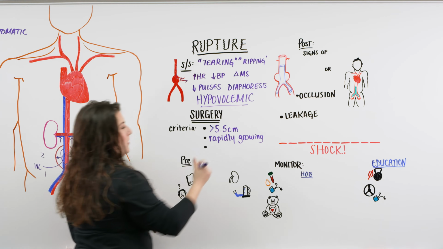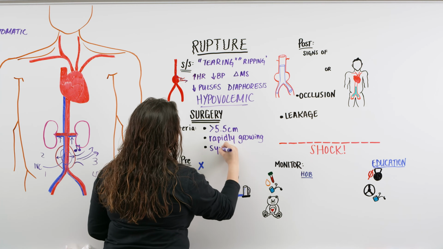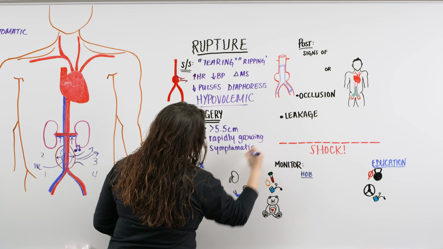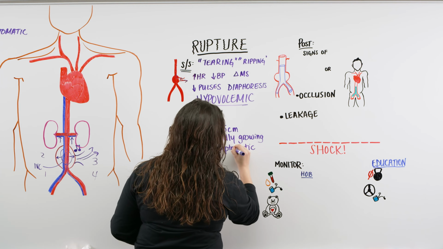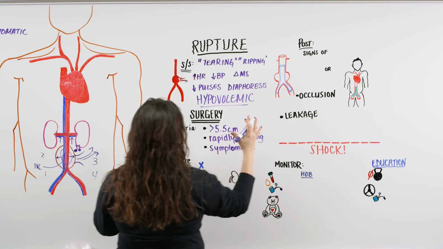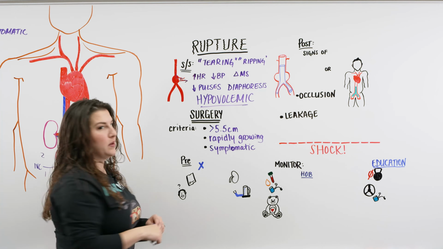And the last would be what? We have something that's really big, one that's rapidly growing, or symptomatic. Symptomatic. There we go. All right. So symptomatic, rapidly growing, or greater than 5.5 centimeters. So this patient meets criteria, so we're going to be able to get them into surgery.